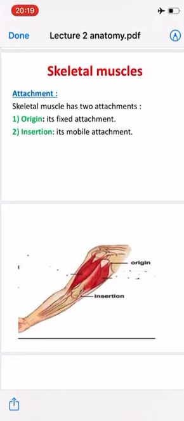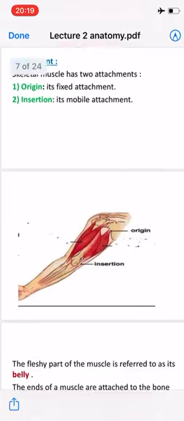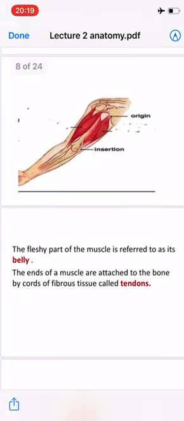Regarding the skeletal muscle, regarding the attachment, skeletal muscle has two attachments. First, the origin, it's fixed attachment. Secondly, insertion, it's a mobile attachment. العضلات الهيكلية تتصل عن طريق منطقتين. المنطقة الأولى تسمى الأوريجين والتي تكون ثابتة غير متحركة، والمنطقة الثانية تسمى الانسيرشن التي تكون متحركة. This picture shows where is the origin and how the muscle is attached by the origin and how it's attached by the insertion.